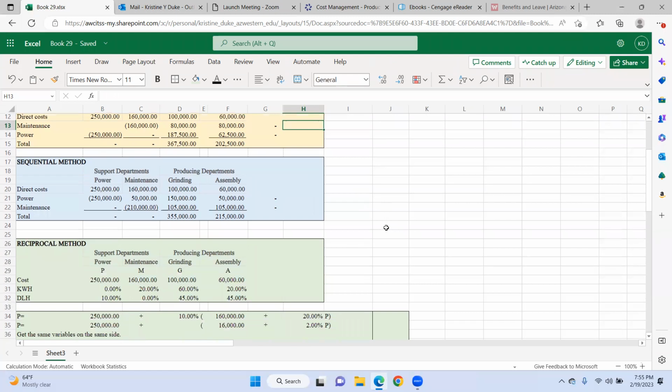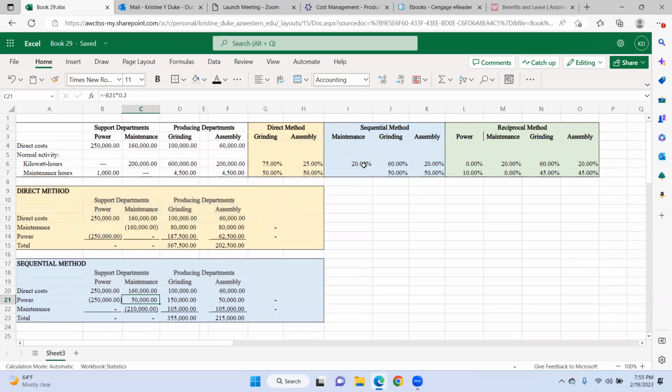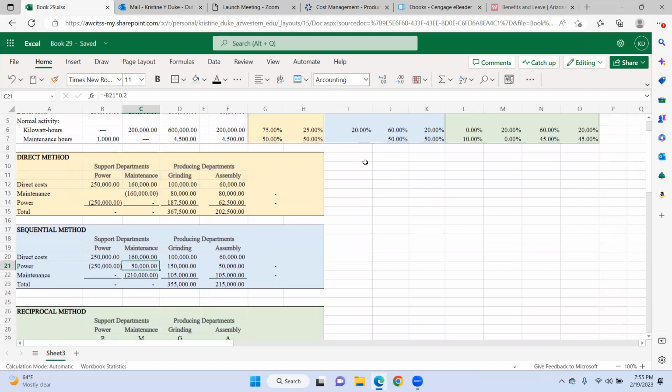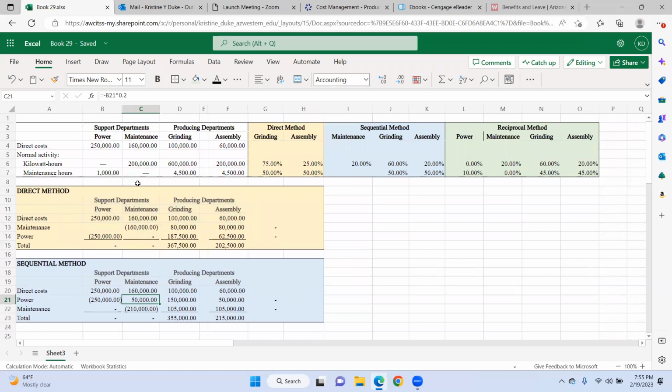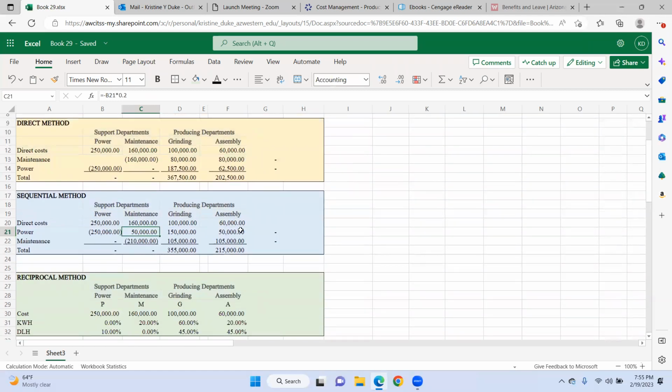Okay, then there's the sequential method. Now the sequential method is one step towards making everything very equitable. So what we're going to do is take this power right here, negative the power, and take the fact that maintenance uses 20%, grinding uses 60%, and assembly uses 20%. And I'm going to go ahead and assign those costs.